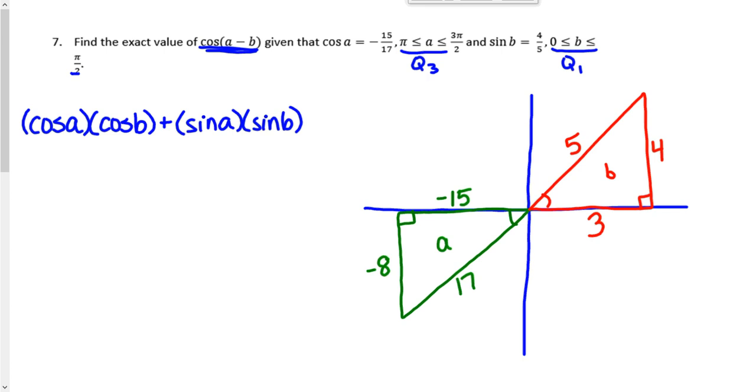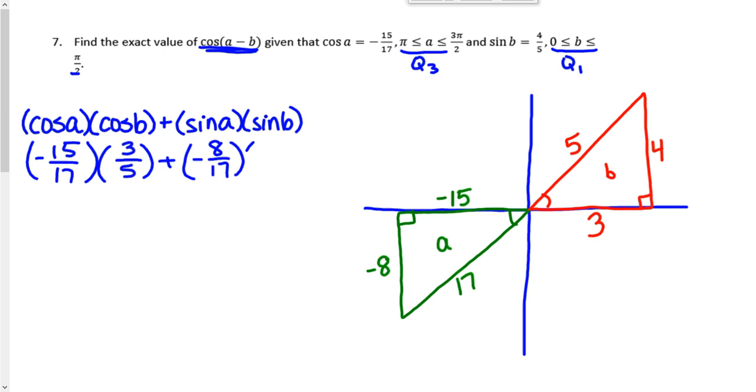So looking at triangle A, we're going to start filling in here. I want the cosine of A, so I'm going to come to triangle A. What's the cosine of A? And they actually already gave me that in the directions. What about the cosine of triangle B? Go over to B, 3 over 5. What about the sine of A? And the sine of B?